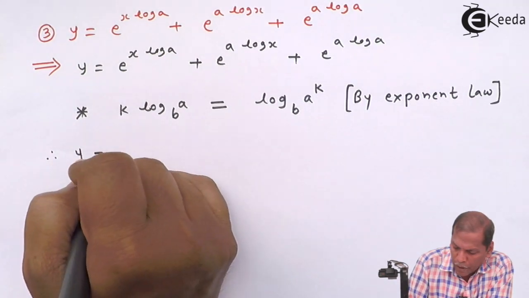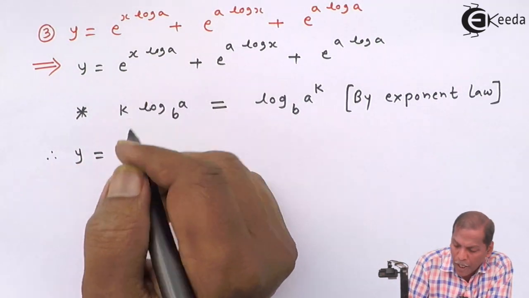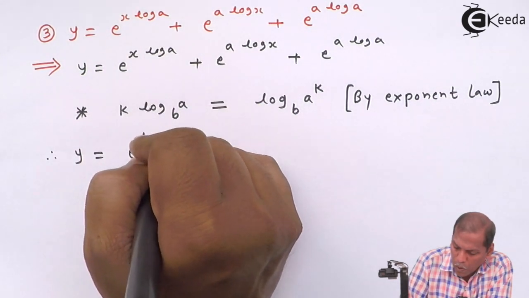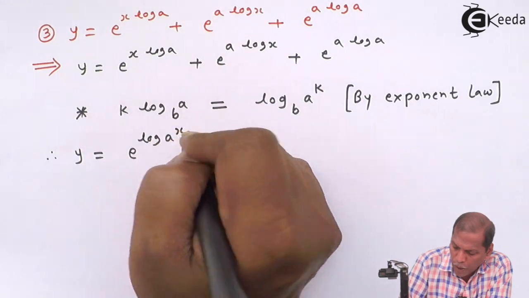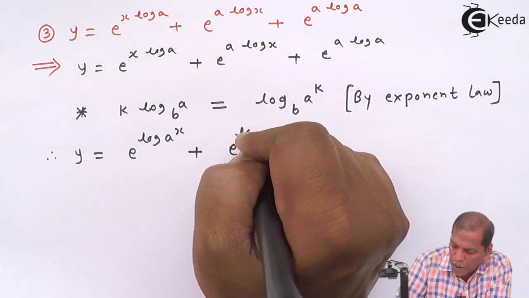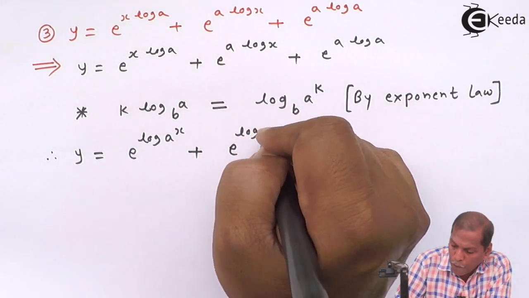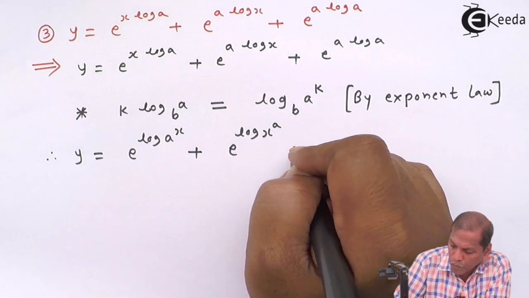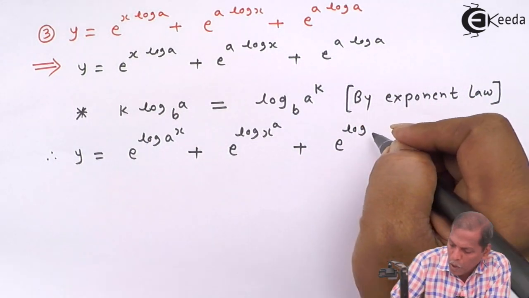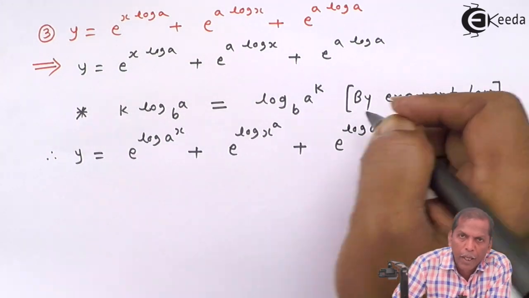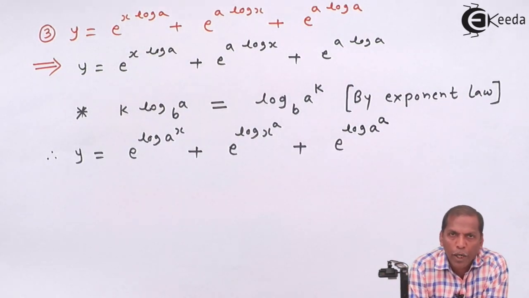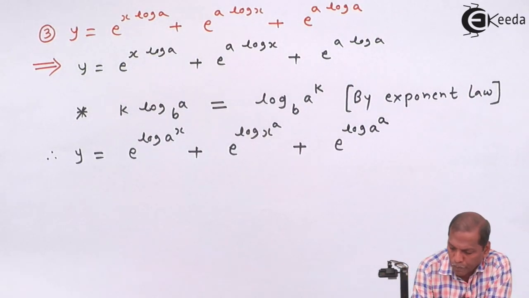Therefore, the next step will be y is equal to e raise log of a raise x plus e raise log of x raise a plus e raise log of a raise a. So this step we get by using exponent law of logarithm.